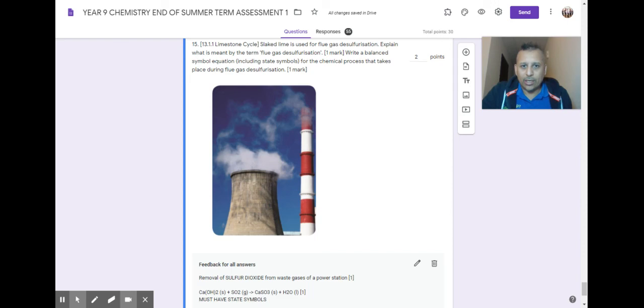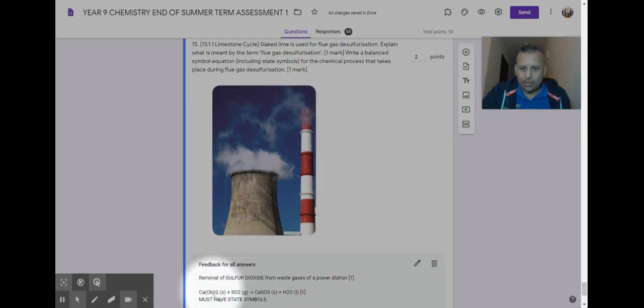And the equation that you must have state symbols, and it is Ca(OH)2 as a solid, and then you've got Ca(OH)2 plus SO2 as a gas, that's the sulfur dioxide coming through, reacts to form CaSO3 plus H2O, which is a liquid. Must have state symbols there.